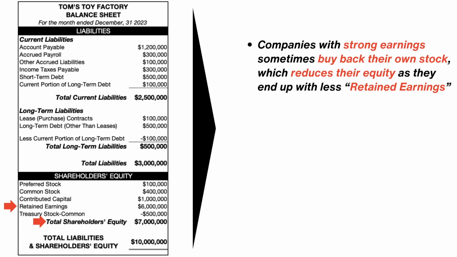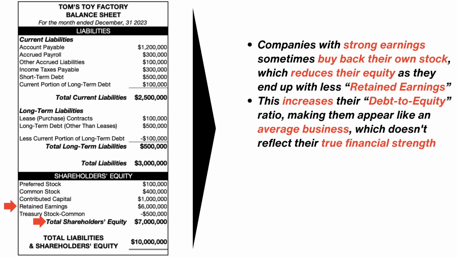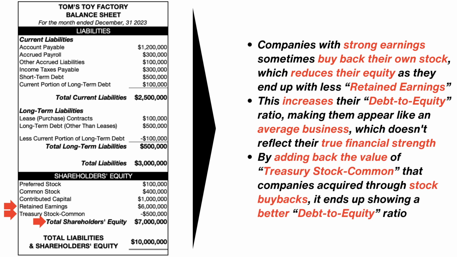Companies with strong earnings sometimes buy back their own stock, which reduces their equity as they end up with less retained earnings. This increases their debt to equity ratio, making them appear like an average business, which doesn't reflect their true financial strength. By adding back the value of treasury stock, the stock that companies acquired through stock buybacks, it ends up showing a better debt to equity ratio.